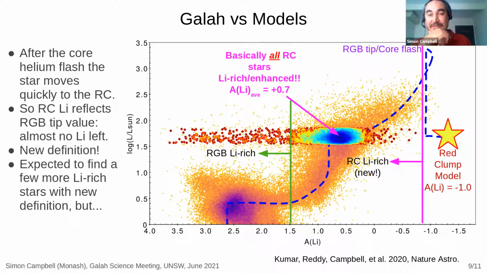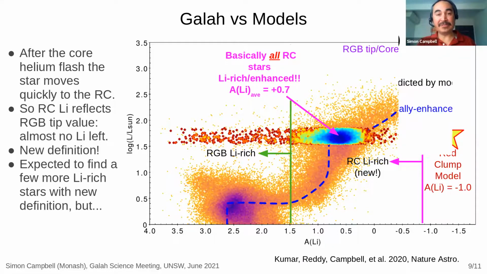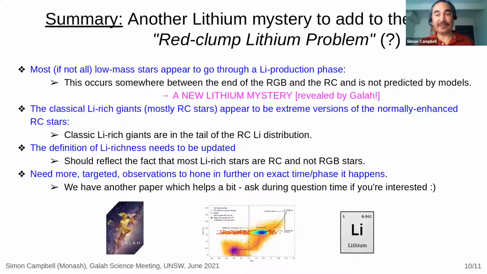But just at first glance, it looks like there's a peak of lithium enhancement around plus 0.7, and then there's this long tail, and some stars seem to get a lot of lithium. Or they might be the very young lithium-rich stars, and we had a paper on that recently, which I don't have time to go into.